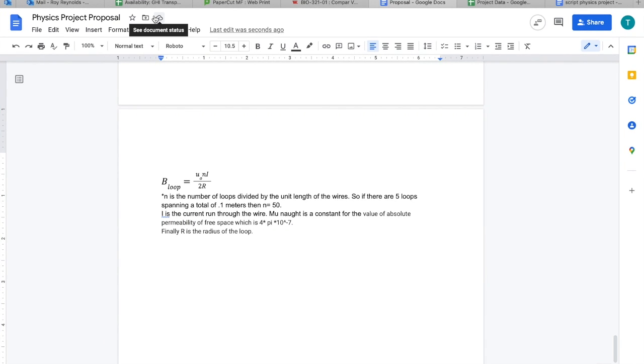In order to calculate the induced magnetism of a wire, it is important to look at the equation necessary for understanding this. B loop represents the induced magnetic field of the wire, and it is equal to mu naught, which is a constant used in this equation, times N, the number of loops divided by the unit length of the wire, times I, which represents the current. And these are all divided by 2 times the radius of the loop of wire.